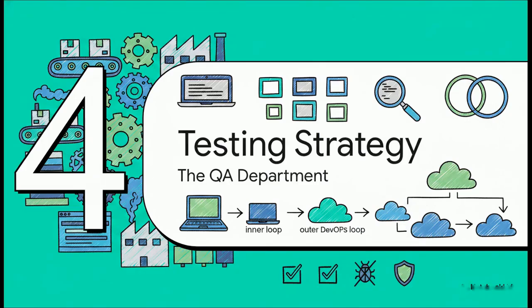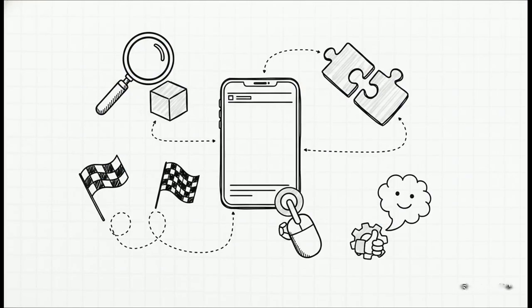Let's step into the QA department. Section 4, the ultimate testing strategy. A truly unbreakable pipeline relies on a testing strategy that covers both the inner developer loop, what's happening on the laptop, and the outer DevOps loop. Let's rapidly run through the functional side first. These are the tests that make sure the individual pieces actually behave the way they're supposed to.